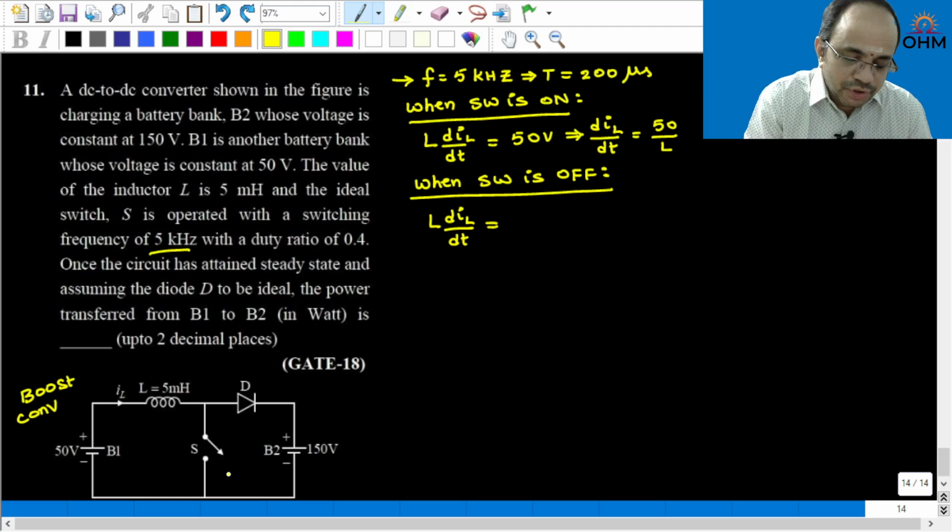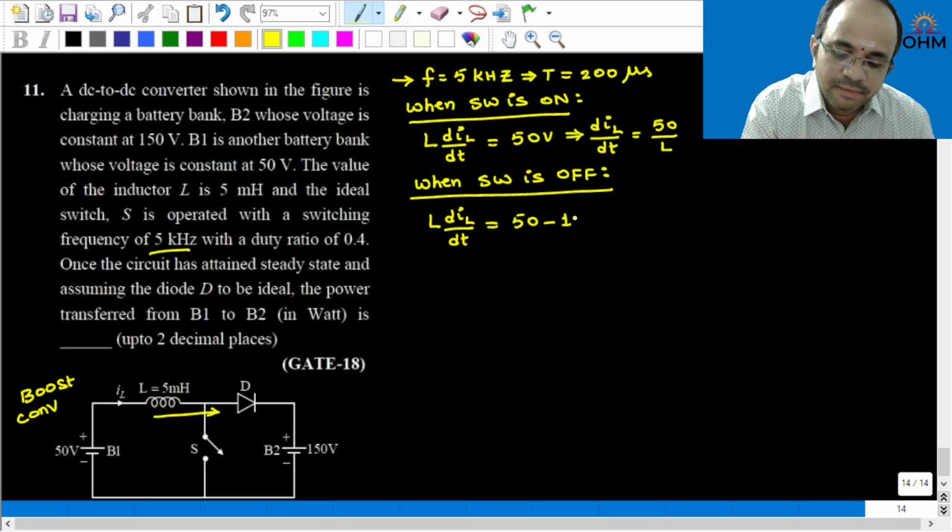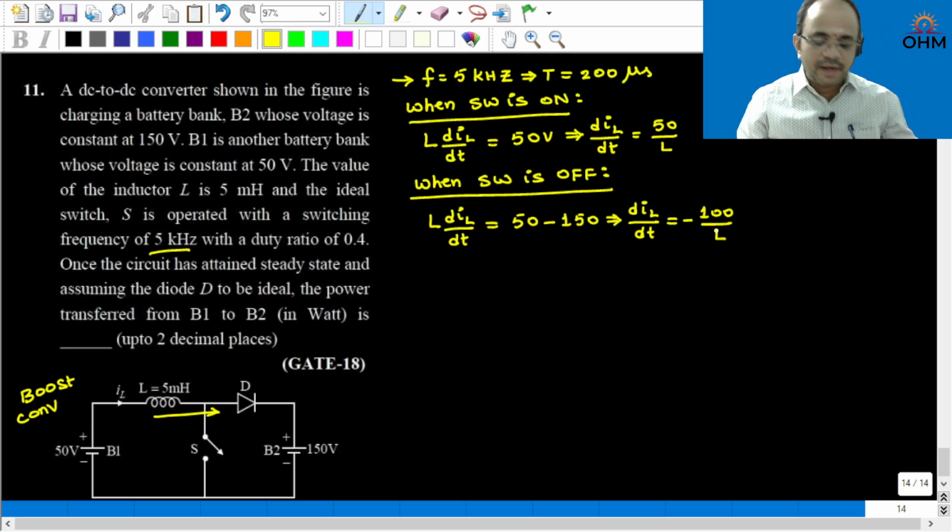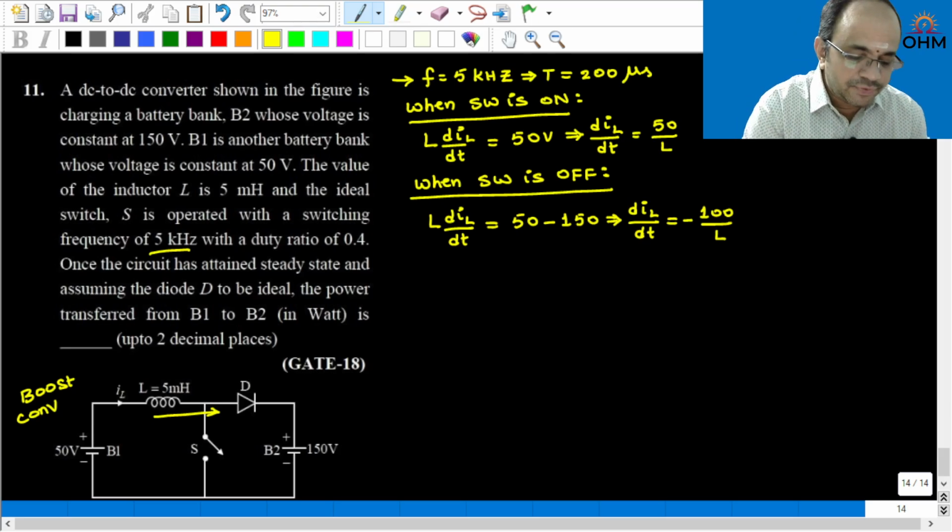When the switch is turned off, the inductor current freewheels through the diode like this. In that case, the voltage will be 50 minus 150. Okay, let me write it like that. 50 minus 150. Therefore, dIL by dt is equal to minus 100 by L. Okay, minus 100 by L, right? This is the slope of the inductor current when the switch is turned off.